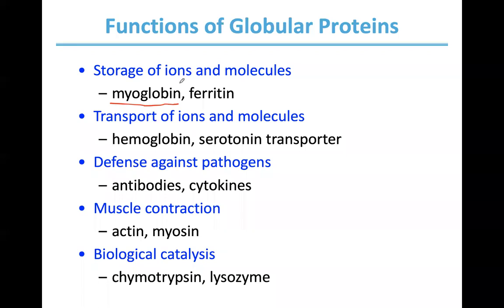Now, ferritin is another one. Which molecule does ferritin store? Iron, right? From ferrous, iron. So ferritin is designed by evolution so that one molecule of this protein can store up to 5,000 molecules of iron.